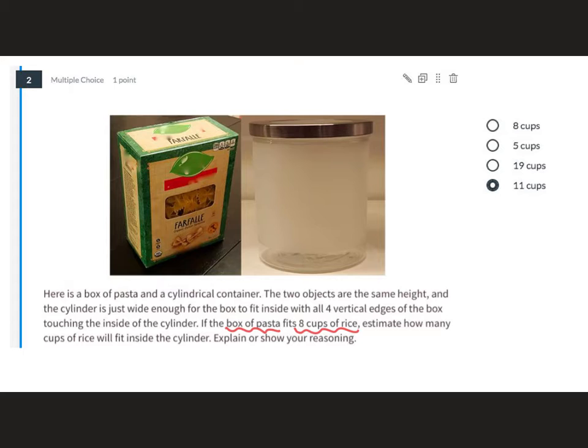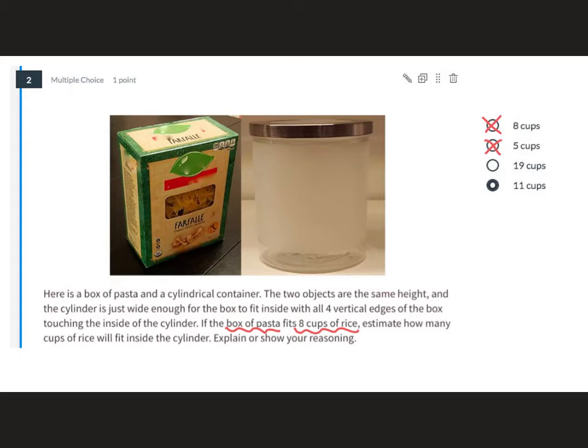So if I take the box and put it in there, are they going to be exactly the same? Let's go through them. Are they going to be exactly the same? No, they're not. They're going to have different amounts. Okay, let's go through the next one. Is it going to be smaller? No, because the pasta box actually fits inside of the jar, so it's not going to be smaller.